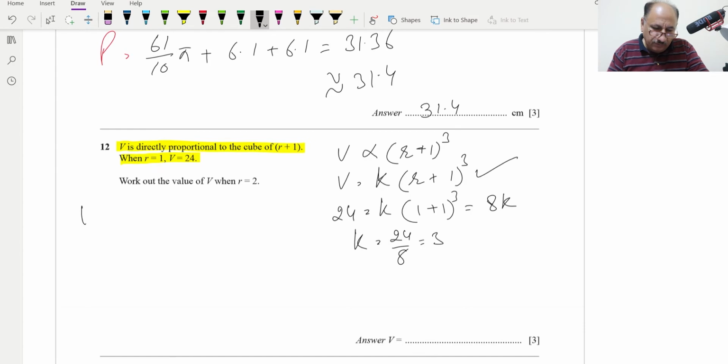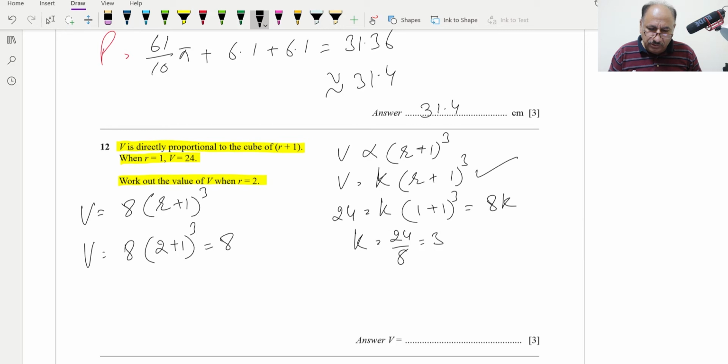So this equation will become V is equal to 8 times R plus 1 cubed, and then we have to work out the value of V when R is equal to 2. So V is equal to 8 into R, which is 2, plus 1 cubed, which is equal to 3 cubed. 8 into 3 cubed will be 27, and not 8, basically the k value is 3. So why have we written 8? So this should be 3 and this should be 3, and this is equal to 81. So the answer will be 81.